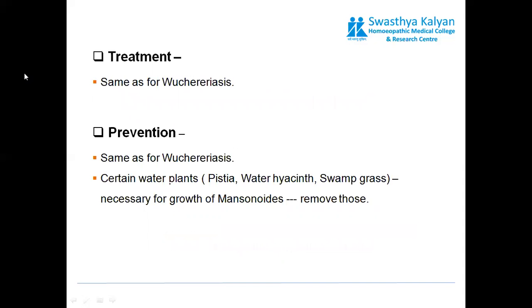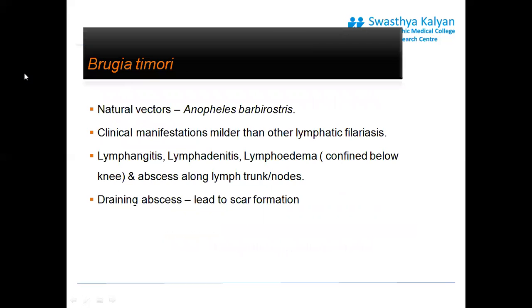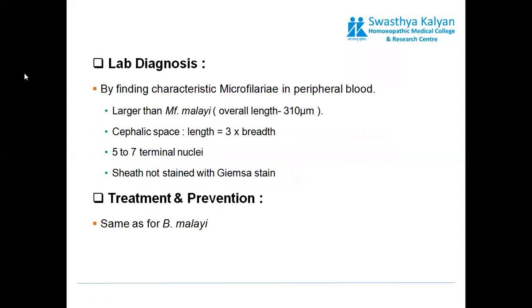Treatment is the same as for Wuchereriasis, and prevention is also the same, because it is a mosquito which is spreading it, and it also causes the same type of elephantiasis as caused by Wuchereria. There is one more type, that is Brugia timori, whose natural vector is Anopheles barbirostris. Clinical manifestations are milder than lymphatic filariasis: lymphadenitis, lymphedema confined below the knees, so it is not affecting any other lymph nodes. Abscesses along lymph trunks and nodes may be seen. Draining abscesses are also present, which further lead to scar formation.